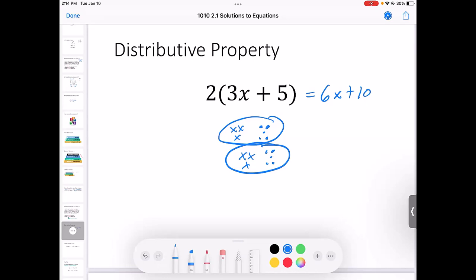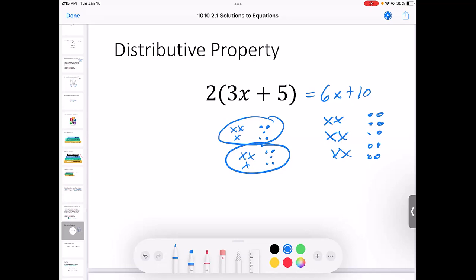Okay, now we're saying that this is equal to this. So if we were to draw a picture of this, we would have 6 x's and 10 individual items. So it would look kind of like that. If you look at it, essentially what distributing is doing is taking it out of the groups. So we have 3 x's in each of the groups, and we have 2 groups. So 2 groups of 3 is a total of 6 x's, and 2 groups of 5 is a total of 10 things. Does that make sense, how the distributive property works?